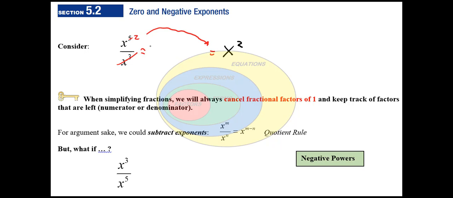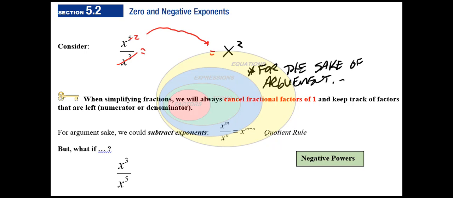So if you think about what we do, basically subtract. So for the sake of argument, we could subtract exponents. We could basically say this is the same as x to the fifth, and then the denominator, we could take that and subtract that power to get x squared.